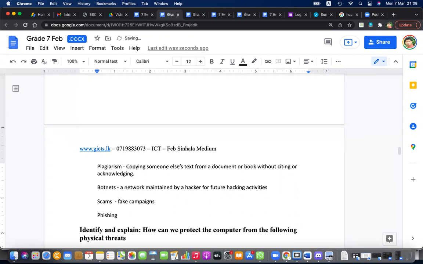Scams are fake campaigns. You won a lottery, like you won this amount of money. You are a random winner. Scams. If you send this to 10 people, you will get some money or you will get a visa. If you forward this to 10 groups, you will get a free visa application, something like that. A scam, a fake campaign.